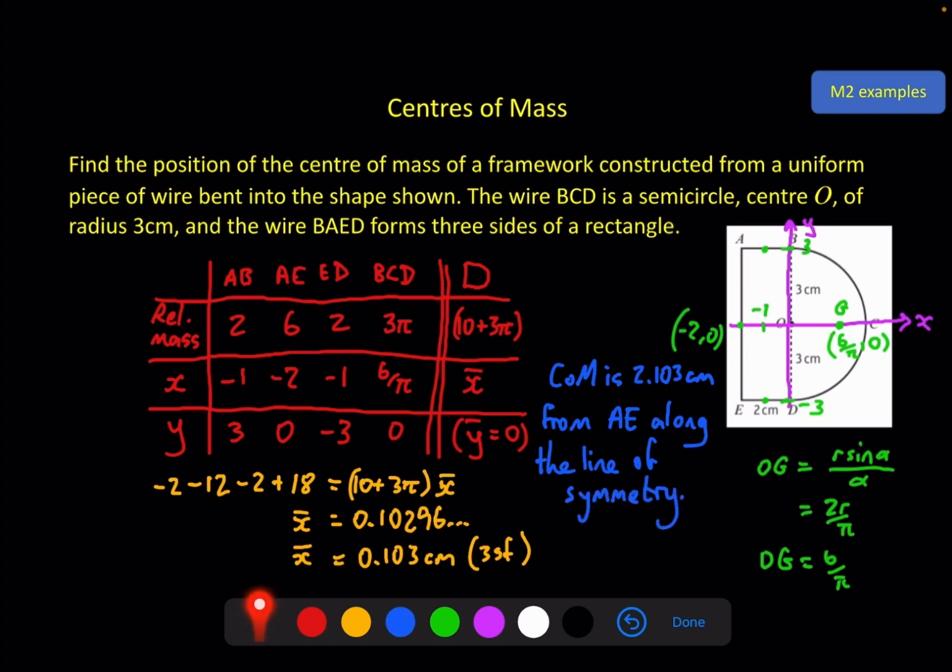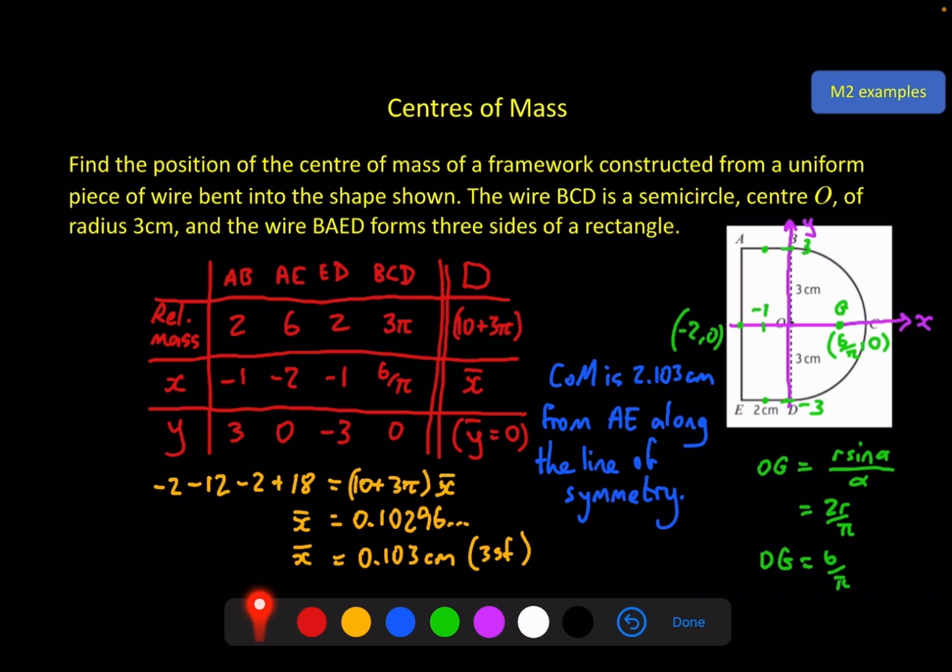The question did give us O, so if you wanted to, you could have left it at 0.103 centimeters from O along the line of symmetry, but in that case I think you would have to specify towards the arc or away from AE. There would be a little bit more there to say. But so long as you're clear, it shouldn't matter which way you write it.